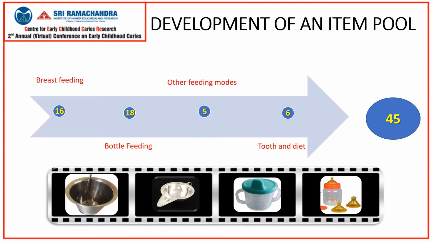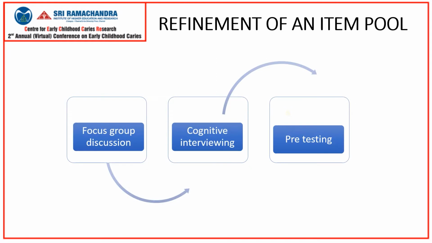So the initial item pool consisted of 16 items in the breastfeeding construct, 18 items in the bottle feeding, 5 in the other feeding modes, and the tooth and diet construct having 6 items. Totally, the initial item pool consisted of 45 items. These items were then refined through a focus group discussion, cognitive interviewing, and a pre-testing.